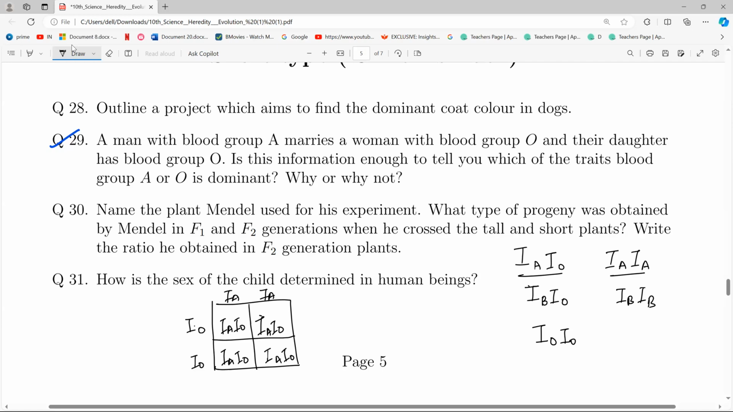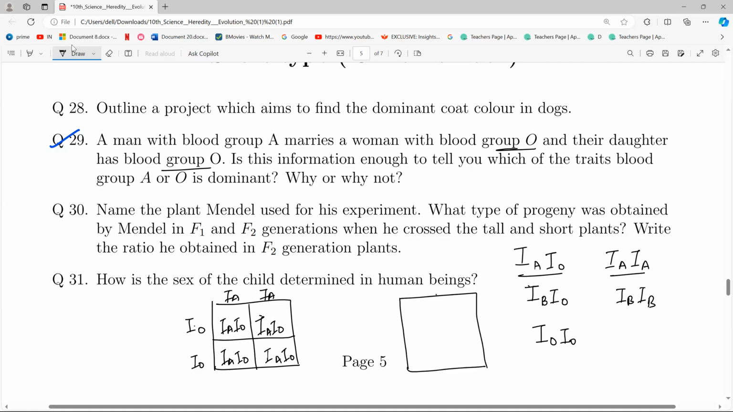So in this case, a man with blood group A marries a woman with blood group O, and the daughter has blood group O. Is this information enough to tell you that the trait is dominant or recessive? No. Why? Because we don't know which trait is dominant or not. I can explain with another example also.